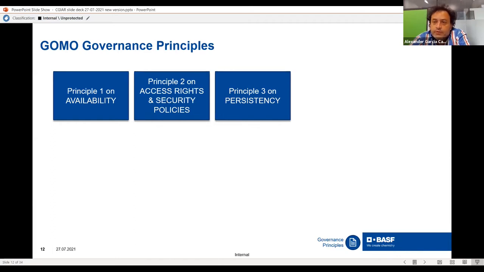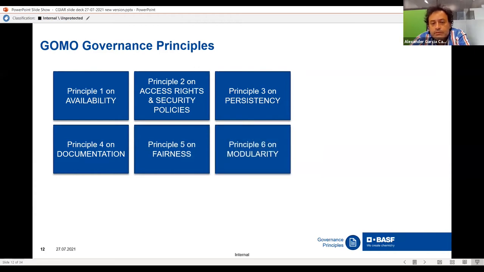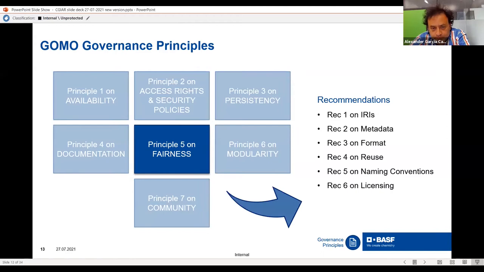We also have principles on persistency, meaning how you go about deprecating terms, how you go about doing version control. We also have a principle on documentation, FAIRness. I will go deep into this one a little bit later in this presentation. Modularity, and ontologies must be, as I said before, driven by a community and thereby responding to a business need. Ontologies have to be FAIR. Yes, ontologies have to be FAIR, but how do we go about having FAIR ontologies?